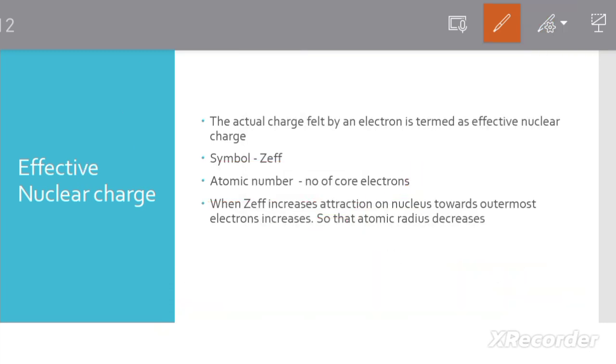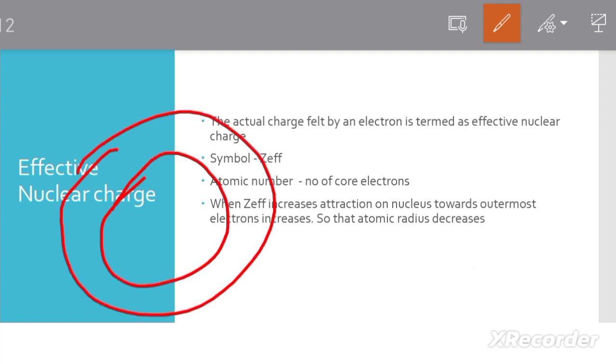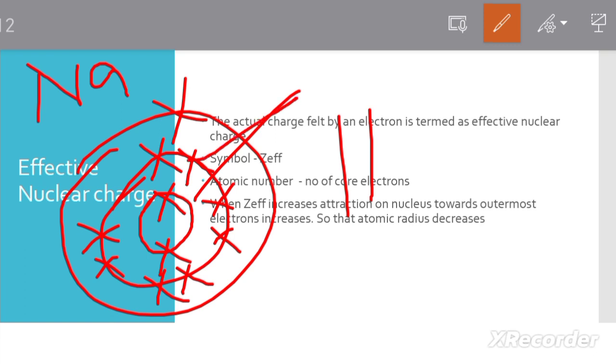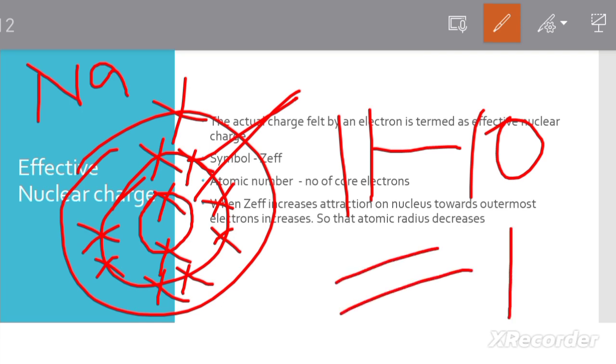Another example. I am going to take sodium. There are 3 energy levels like this. 2 electrons in the first one, 8 electrons in the next one, and 1 electron in the last energy level. Here sodium. Atomic number is 11. Core electrons, how many? 10 core electrons. There are 2 inner energy levels, so 10 electrons. Effective nuclear charge is 1.